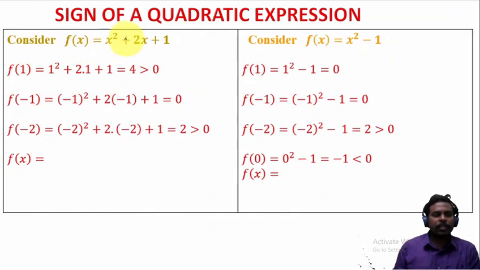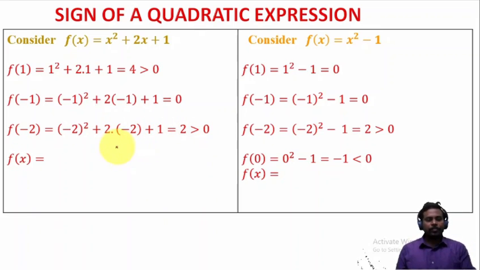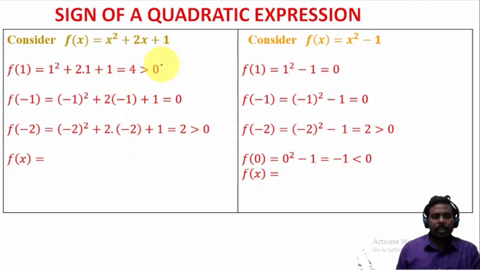Consider that f of x is equal to x square plus 2x plus 1. Here also I am doing the same business. I am substituting x is equal to 1 in this expression, it is 4, which is positive. When I am substituting -1, here I am getting a 0 value. And when I substitute x is equal to -2 in this, I am getting 1, which is a positive number. Now it seems here also that whatever real number I am substituting, I am getting positive.